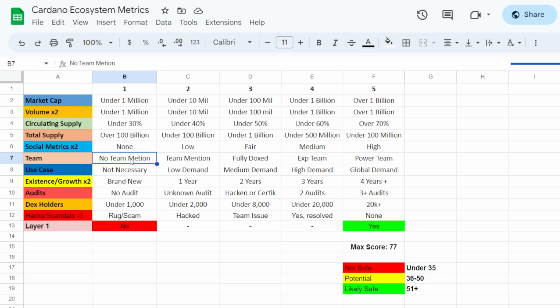The team: no team mentioned at all, you get 1 point. If the team is mentioned, like we've got a couple of guys, it's not a big deal, it's a couple of buddies working out of their basement or something trying to make magic happen on the blockchain, cool, you get 2 points. A fully doxed team, meaning here's everybody that works on this project, these are all their names, here are all their LinkedIn profiles, you can verify who the team is. Cool, you get 3 points for doing that.